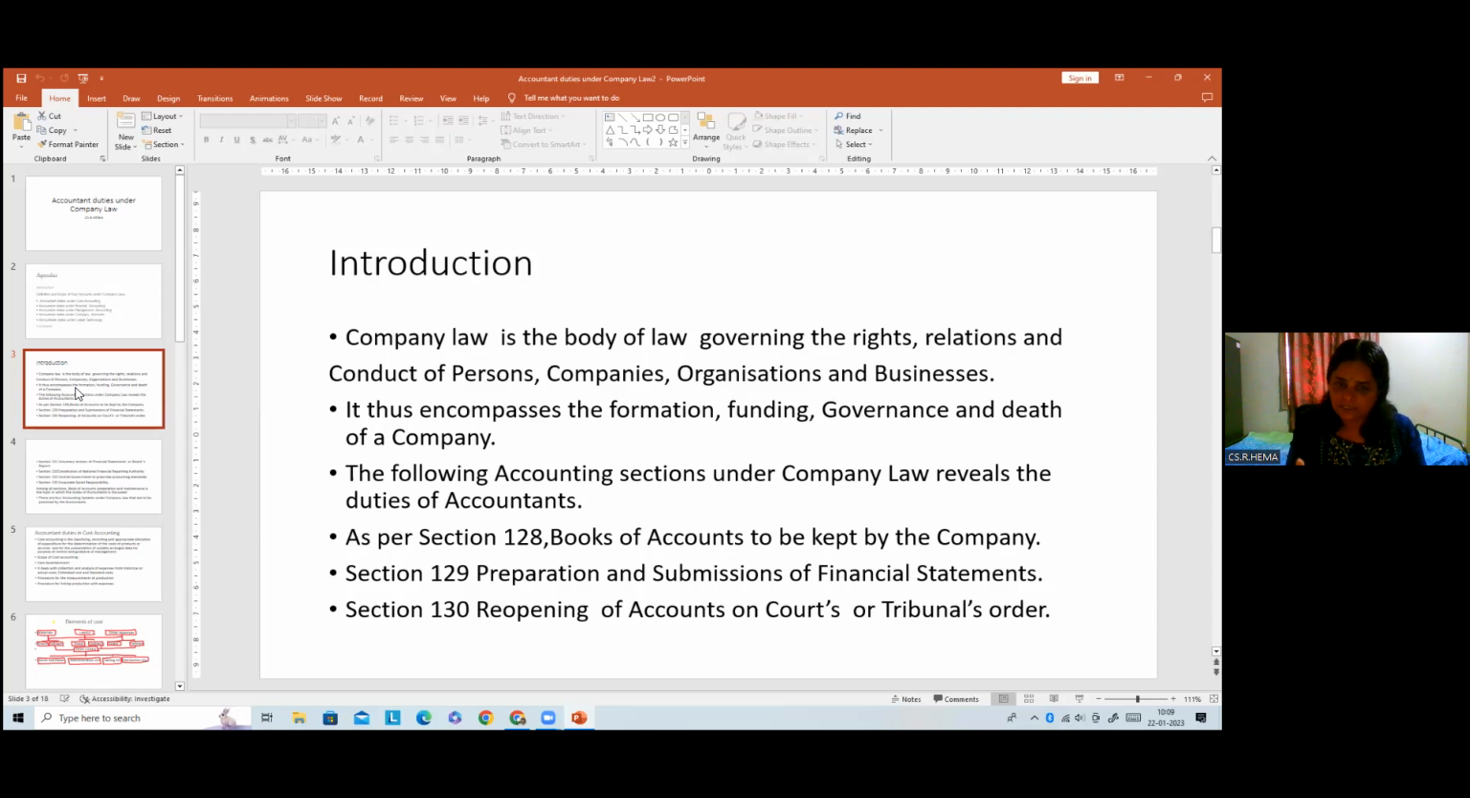These 4 units are done with the Registrar of Companies, the Regional Director office, and NCLT. These are all the organizations involved in doing these 4 subjects of the company. These 4 subjects are the main things to run a company: formation, funding, governance, and death of a company.